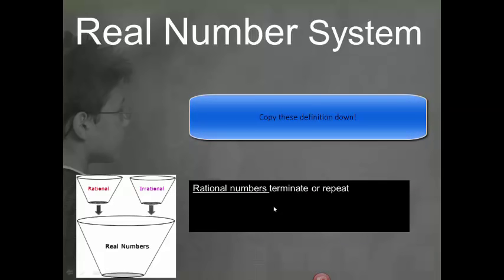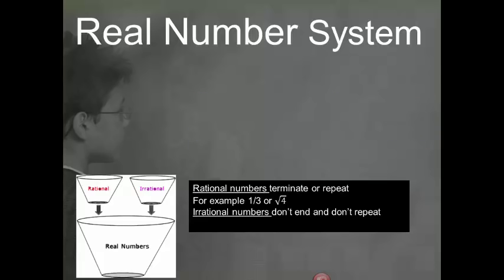Rational numbers are numbers that terminate or repeat. Most of the time they can be written as a fraction, but not every time. An irrational number is a number that doesn't end and doesn't repeat. Examples of rational numbers are like the square root of 4 or 1/3, and irrational numbers are like pi or the square root of 10.